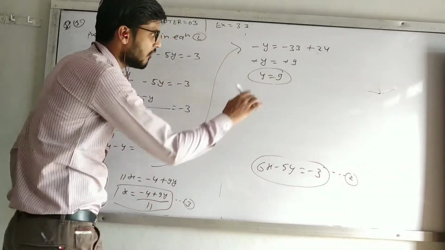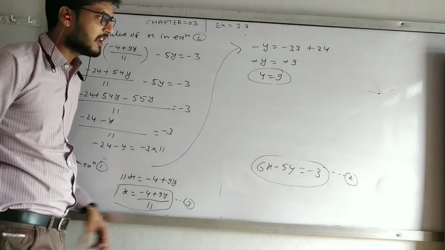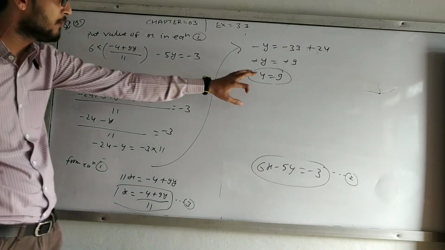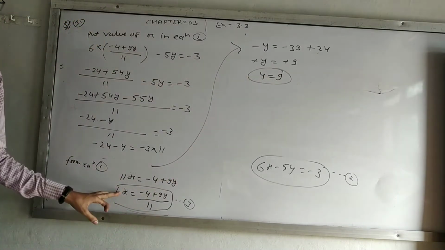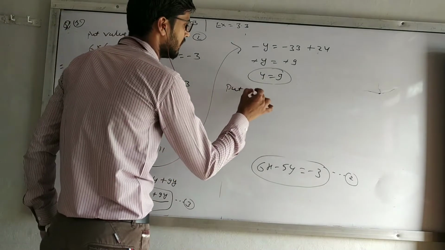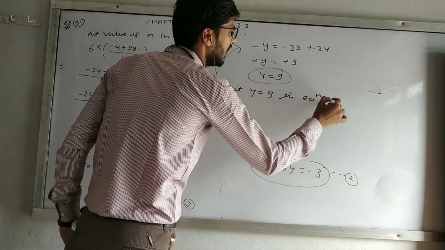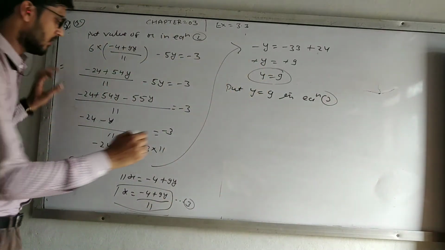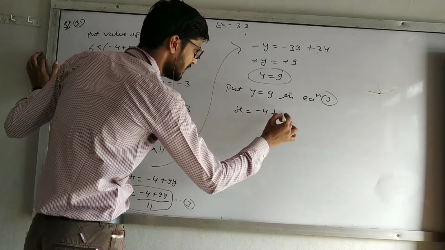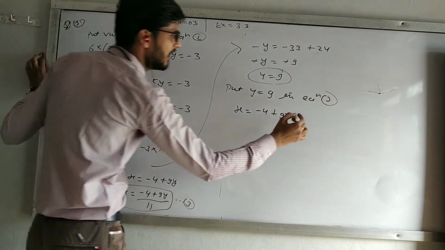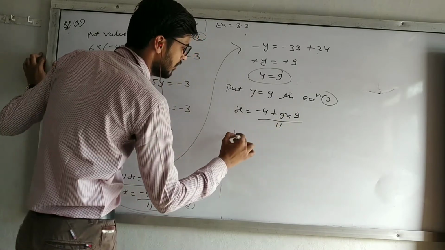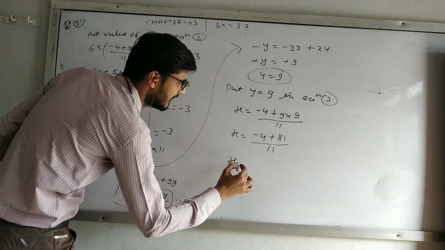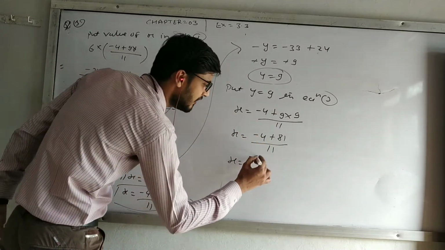So the value of y is 9. Now we put this y equal 9 in equation third, and we get the value of x. So what is our equation third? Equation third is here: x equals (-4 + 9y)/11. Y is 9, so 9 into 9 upon 11. So x equals -4 plus 81 upon 11, so x equals 77 upon 11.